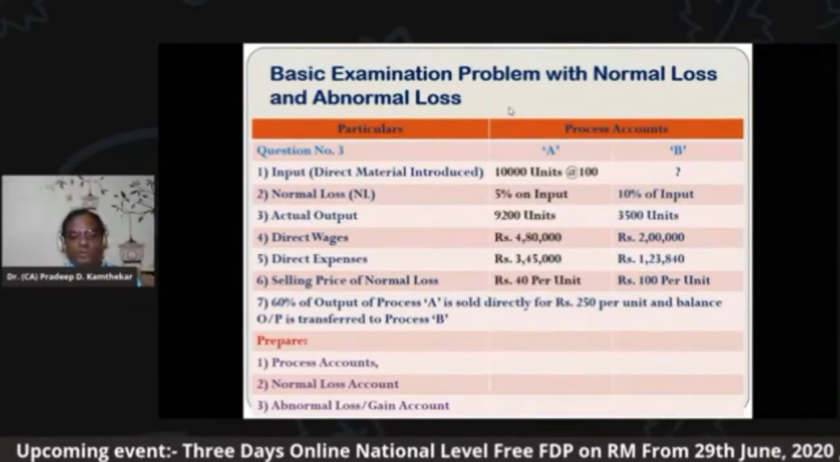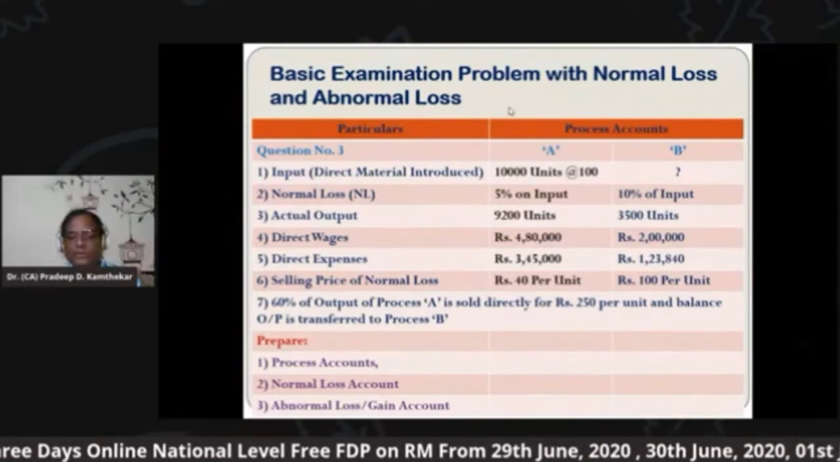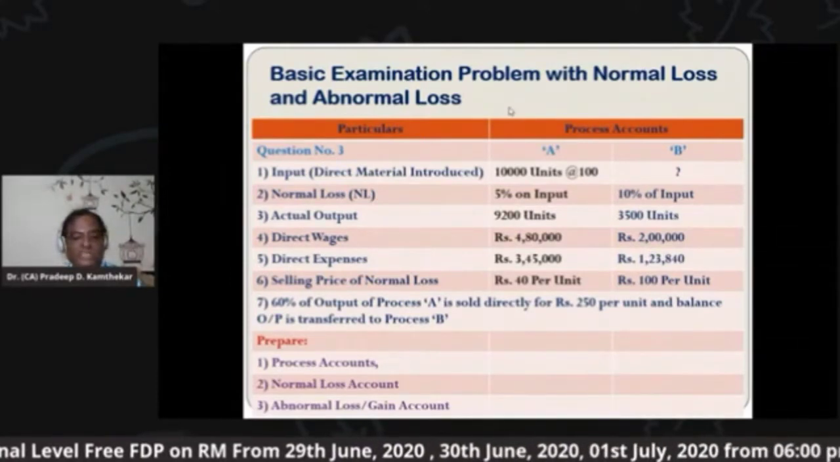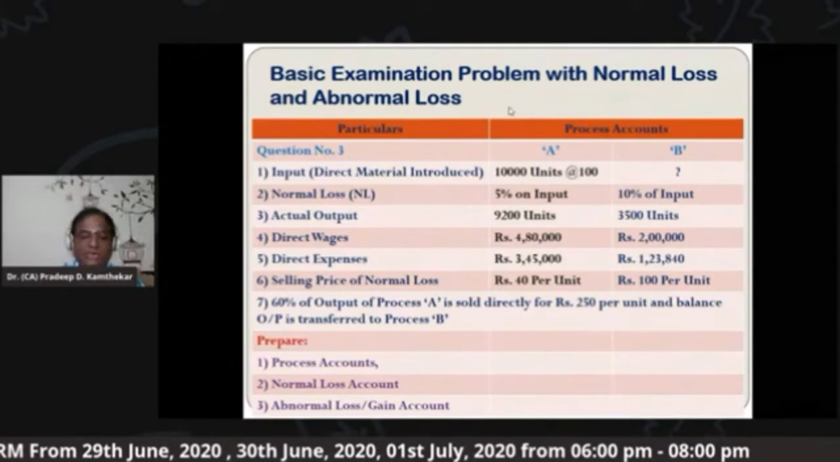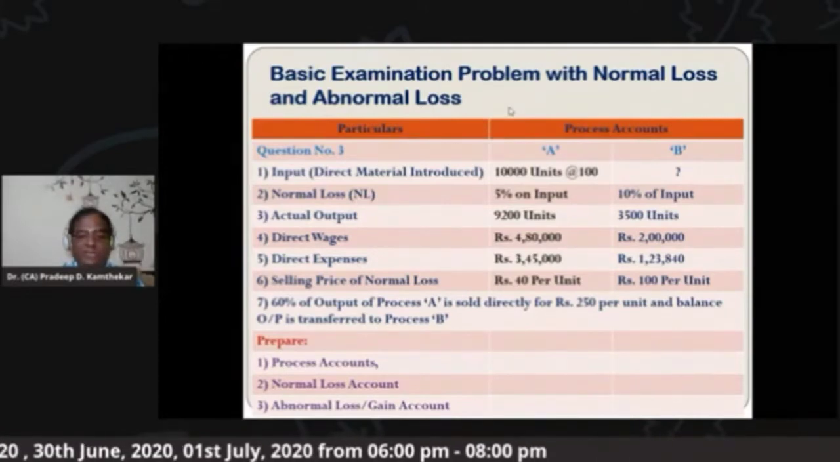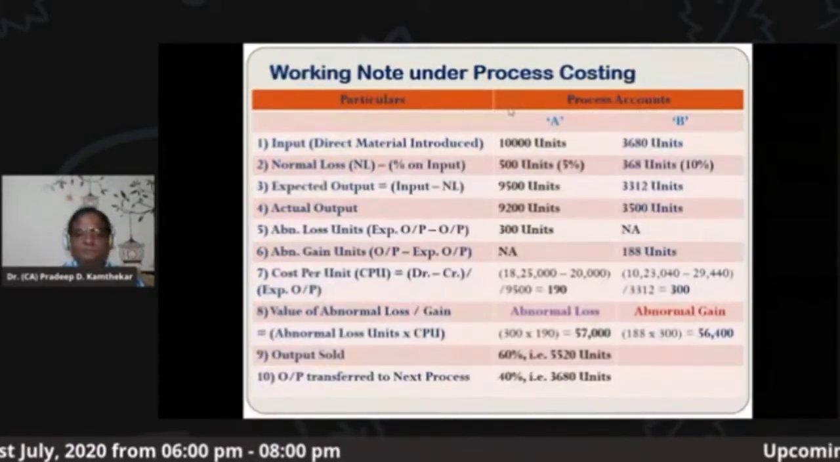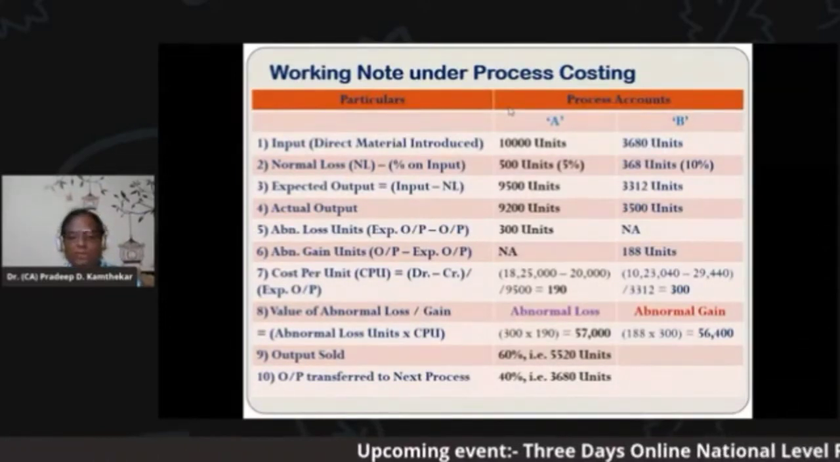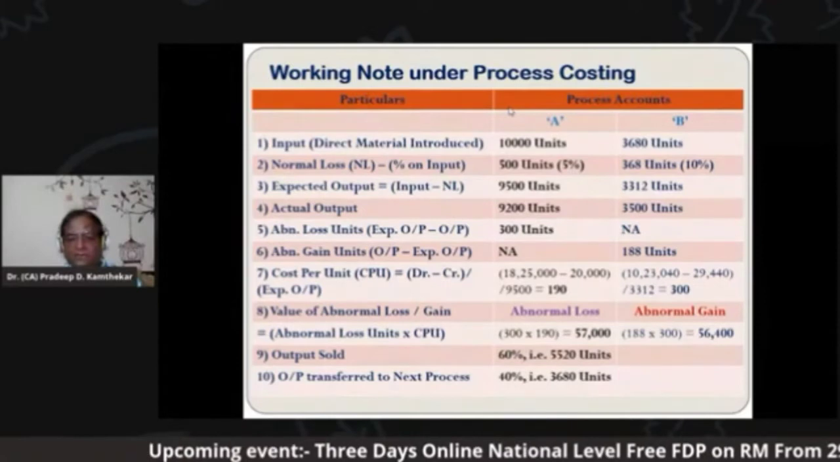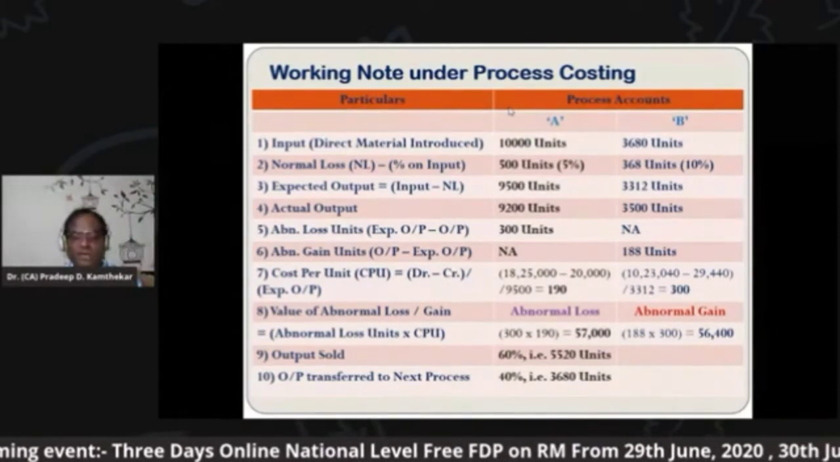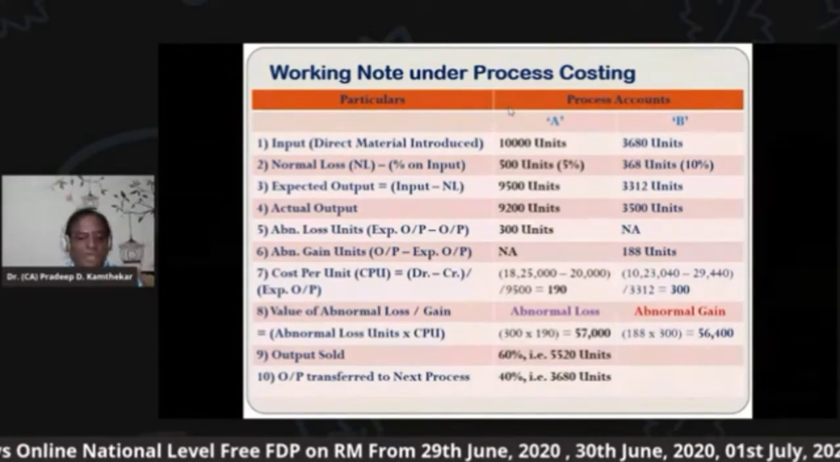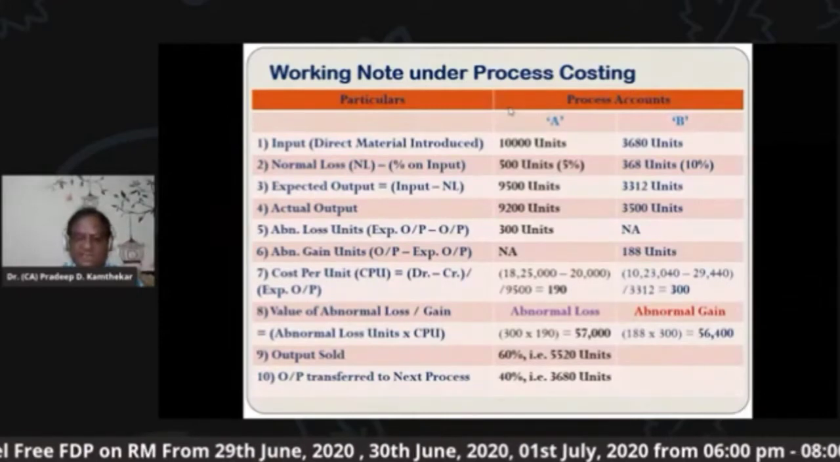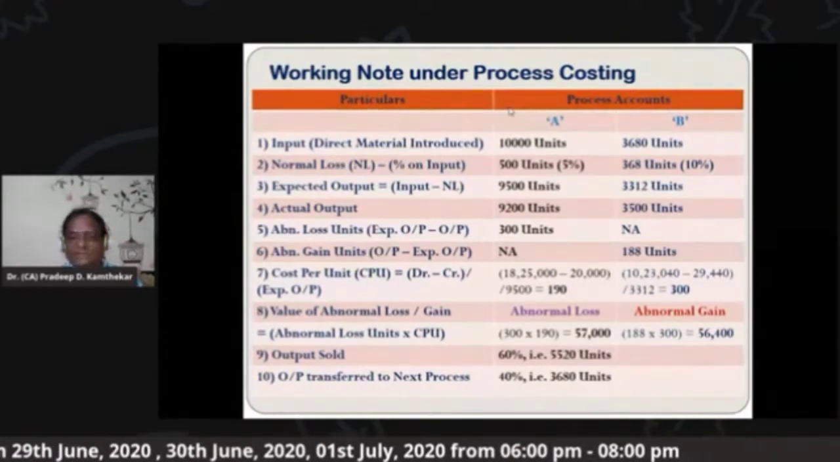60% of the output of process A is sold at 250 and the balance is transferred to process B. So we'll see only that part. That is the only different part. So see here, in the working also, the last points number 9 and 10: output 60% of 9,200, that is 5,520, is sold, and the balance 40%, that is 3,680, is transferred to the next process.